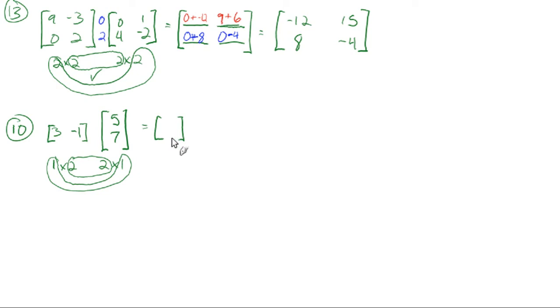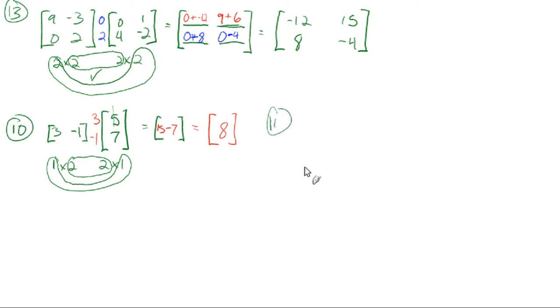We're going to get that by taking it's in the first row and the first column. We're going to take the first row times the first column. First row is 3, negative 1. We're going to multiply that by the first column. So 3 times 5 is 15. Plus a negative 1 times 7, that's negative 7. So 15 minus 7 is 8. There we go.